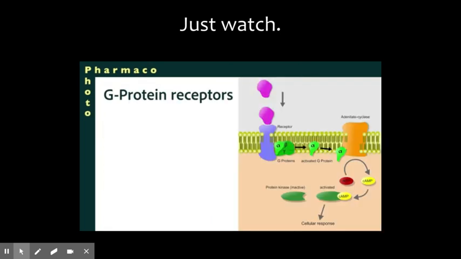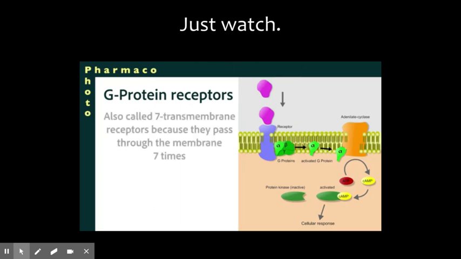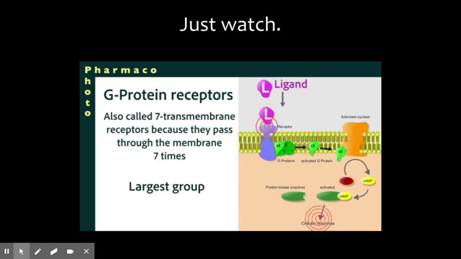The G protein receptors are membrane bound receptors. They're also called 7-transmembrane receptors, and they're the largest and most diverse group of membrane receptors. Binding of the ligand or of a medication mimicking the ligand results in the generation of a second messenger, which is involved in cellular signaling.